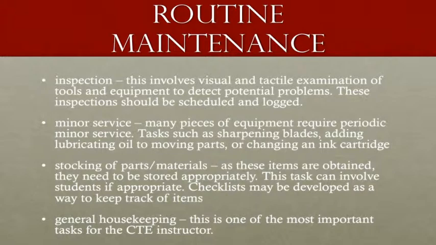Routine maintenance. This just involves inspecting things on a daily basis, making sure everything is working well, that it's ready to go, there are no problems. Minor service might be, as I've listed here, some things that you have to do because things wear out or run out, so you've got to change printer cartridges, you've got to sharpen knife blades or saw blades, you've got to add oil or grease to certain products, there are certain times you have to clean things, those sorts of things. Stocking of parts and materials, you get things in on a regular basis, they've got to be put away.